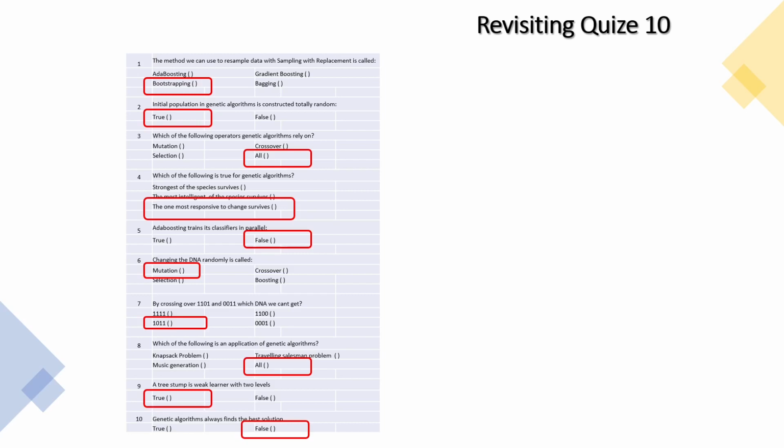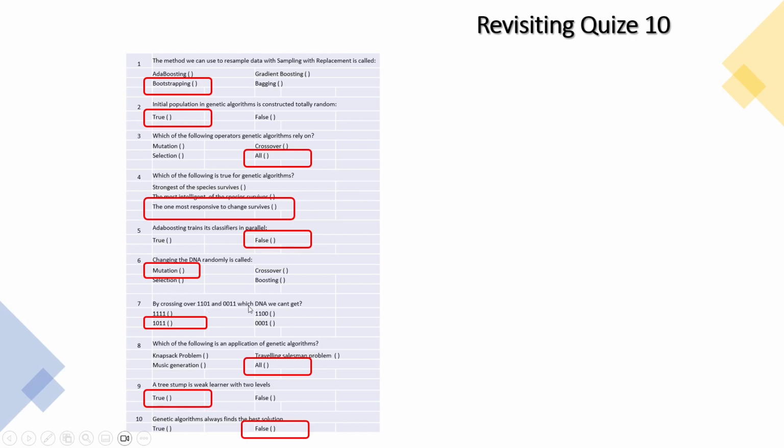Boosting trains its classifiers in parallel. That's false. That was basically the idea behind boosting. Changing the DNA randomly is called mutation. Okay, the seventh question was done correctly by very few people.